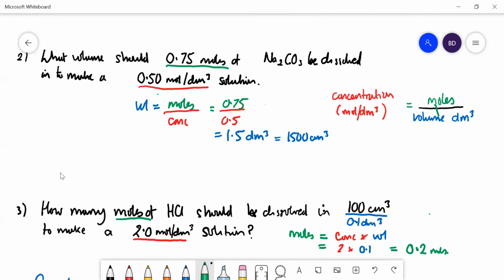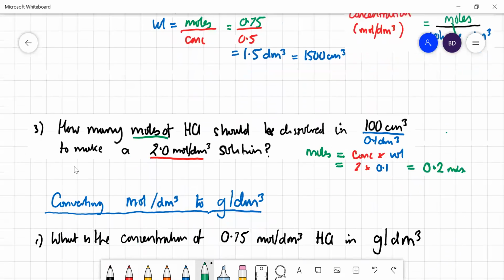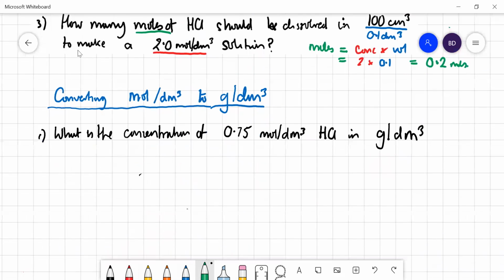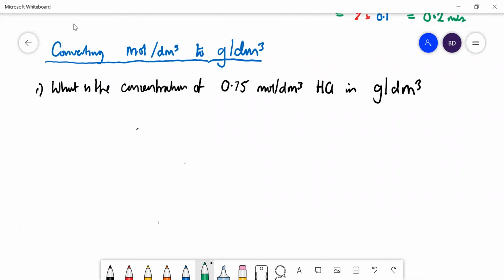Right, so there are some more examples of those at the end of the video for you to practice yourself, with the answers, so you can. But let's move on to something a bit different. Now we did mention earlier that we nearly always measure concentrations in moles per decimeter cubed. Occasionally, though, we measure them in grams per decimeter cubed. We've got to be able to interconvert the two.